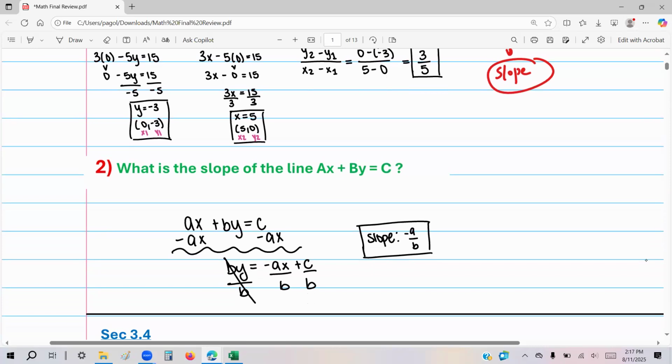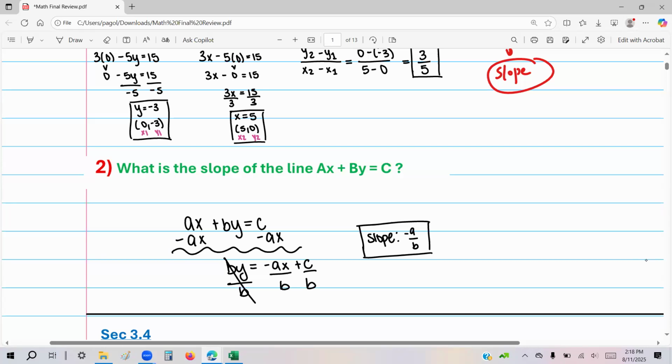Same rule, your goal is to get the y alone. So you subtract ax from both sides. So you get negative ax plus c on the one side and by on the other side. Then to get the y alone, you divide by b. So you get negative a over b as the slope. So a, b, c, either they'll give them as numbers or as variables, or they'll give you p, q, r, any type of variable. It doesn't matter what they give you.